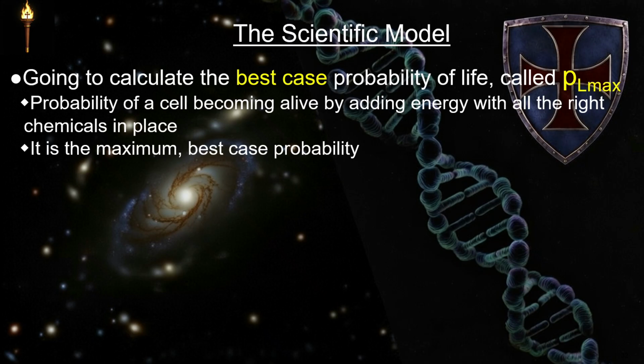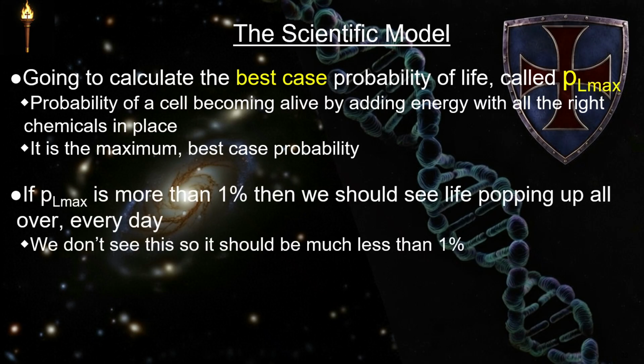Now we're going to calculate the best case probability of life. We're going to call that the variable PL max. So P means probability, L means life, max means the best case, the maximum probability. And that's the probability of a cell becoming alive by adding energy with all the right chemicals in place. Again, it is the maximum best case probability.